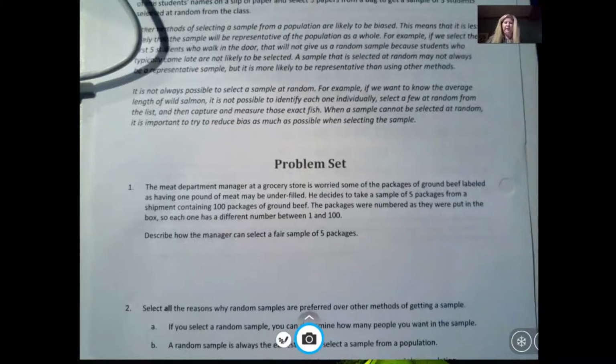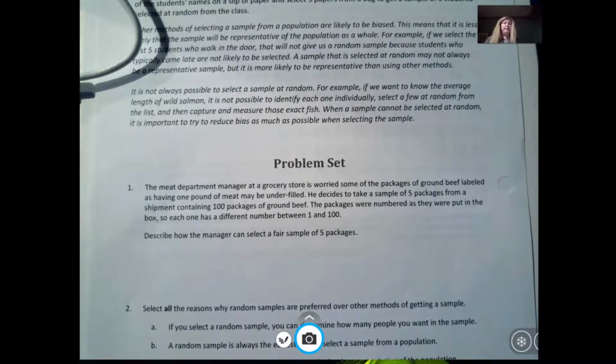The meat department manager at a grocery store is worried some of the packages of ground beef labeled as having 1 pound of meat may be underfilled. He decides to take a sample of 5 packages from a shipment containing 100 packages of ground beef. The packages were numbered as they were put in the box, so each has a different number between 1 and 100. Describe how the manager can select a fair sample of 5 packages.